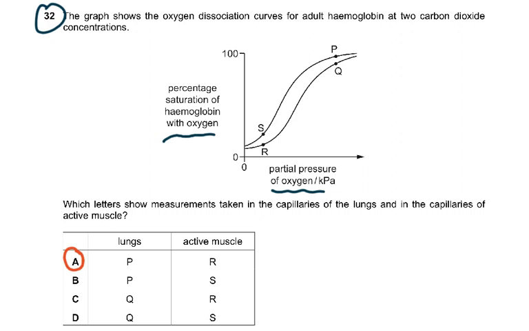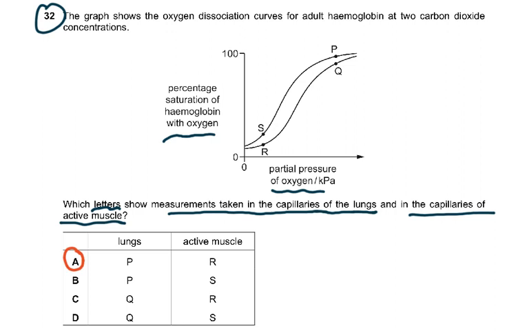Which letters show measurements taken in the capillaries of the lungs and in the capillaries of the active muscle? Active muscle means more oxygen being consumed, more aerobic respiration, more carbon dioxide being produced. So in the lungs what is happening, and in the active muscles what is happening? So active muscles would always be R. Why? Because there's more carbon dioxide, it shifts to the right.